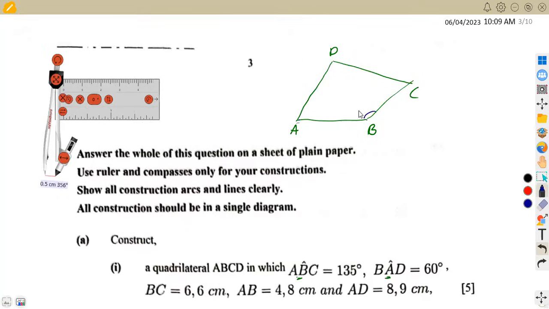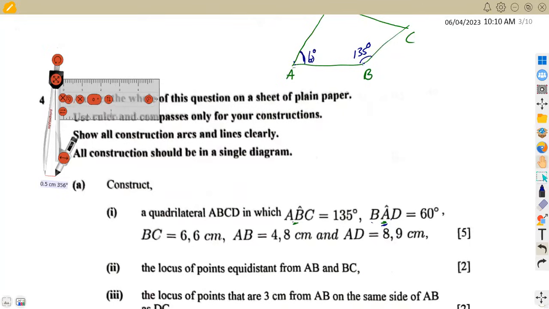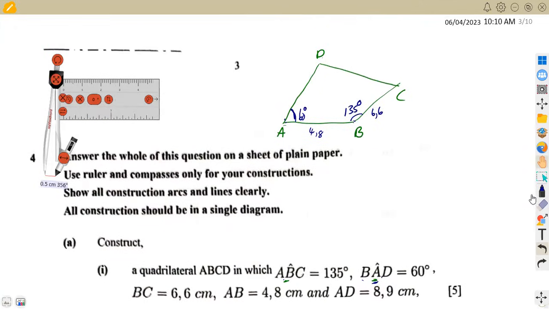this angle here is 135 degrees. BAD, that's B, A back to D. This angle here, indicated at A, is 60 degrees. All right, then the measurements are very important on your sketch. Just to note, BC is 6.6. AB is 4.8. Then AD is 8.9.